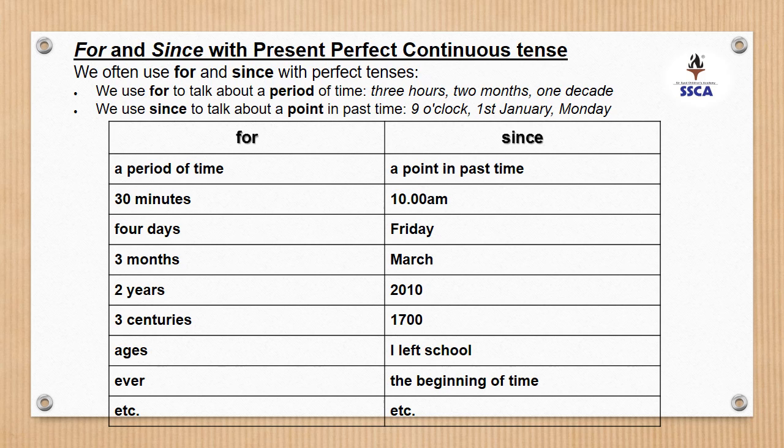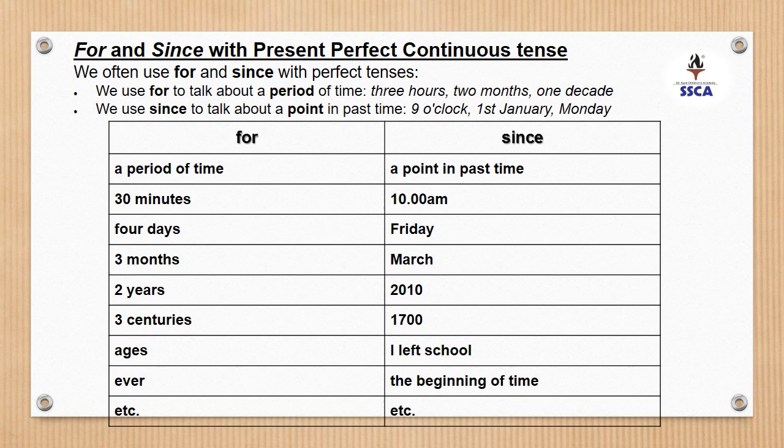For is used with a period of time: 30 minutes, 4 days, 3 months, 2 years, 3 centuries, ages, ever, etc. All these will be used with for. Since is used with a point in the past, not the period. Here: 10 a.m., Friday, March 2010, 1700, I left school, as in since I left school, the beginning of time, as in since the beginning of time, etc. All these will be used with since.